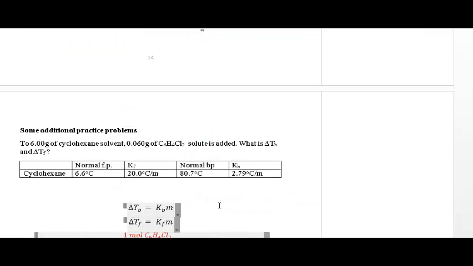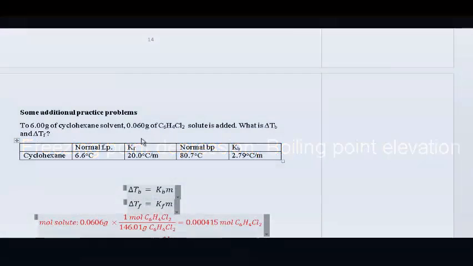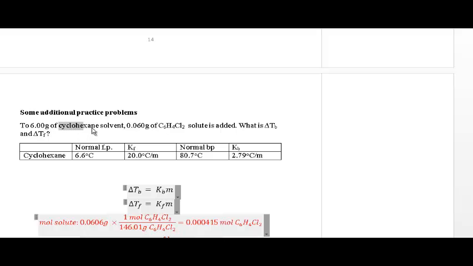Here's a problem that involves freezing point depression and boiling point elevation. The problem asks about 6 grams of cyclohexane solvent. We know that cyclohexane is our solvent because the problem tells us it's the solvent. And we add 0.060 grams of this substance, C6H4Cl2, and it tells us that this is the solute.